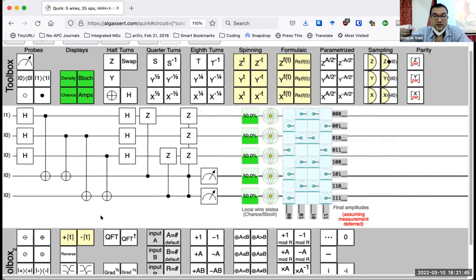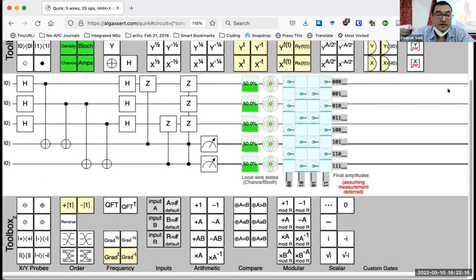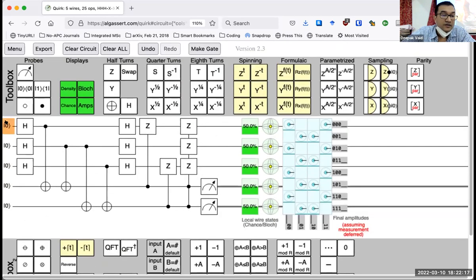Okay. Now, let's check for a phase flip error. For that, what should I do? I should take my state, right? One, and so I have 0, 0, 0, right? Now I want the phase to change. So where is the phase gate? Let me put an error. Okay, yeah, that's right. We can do that.